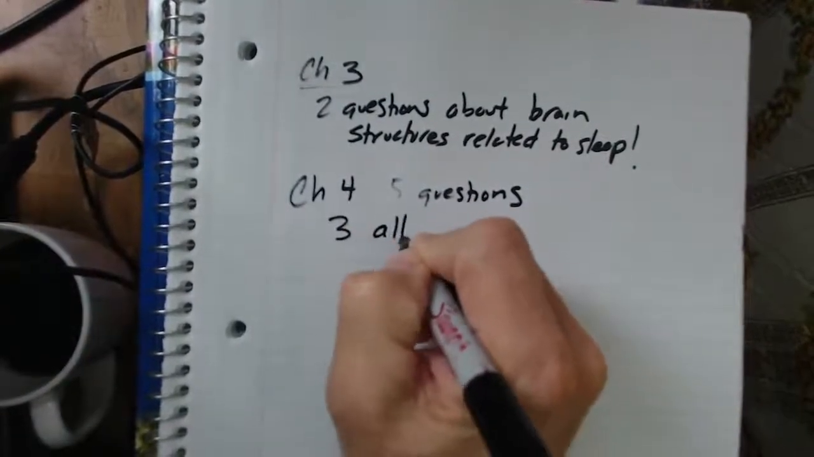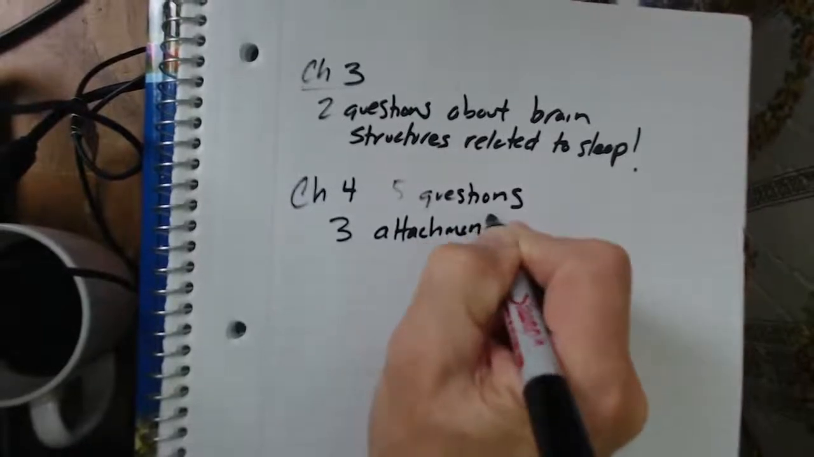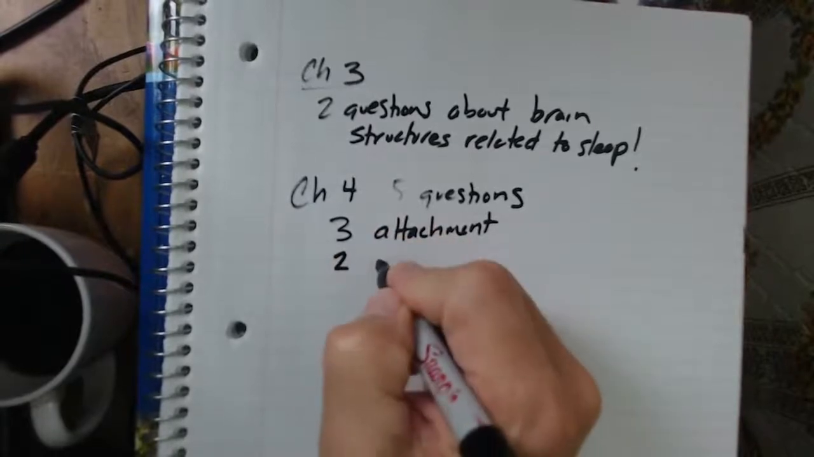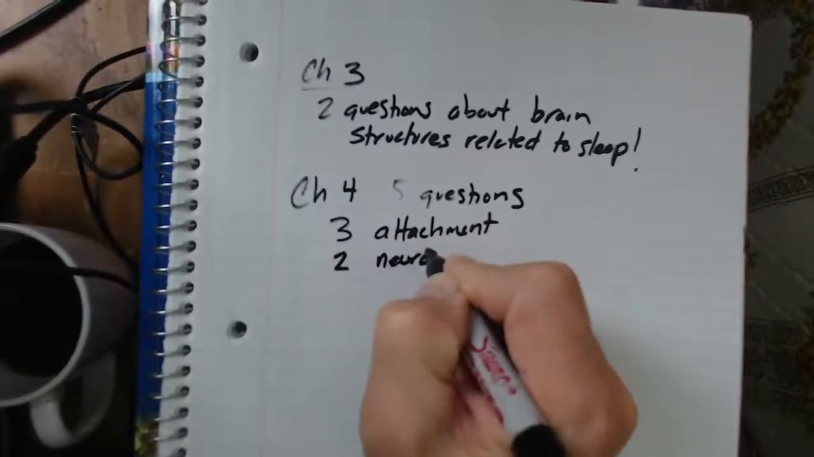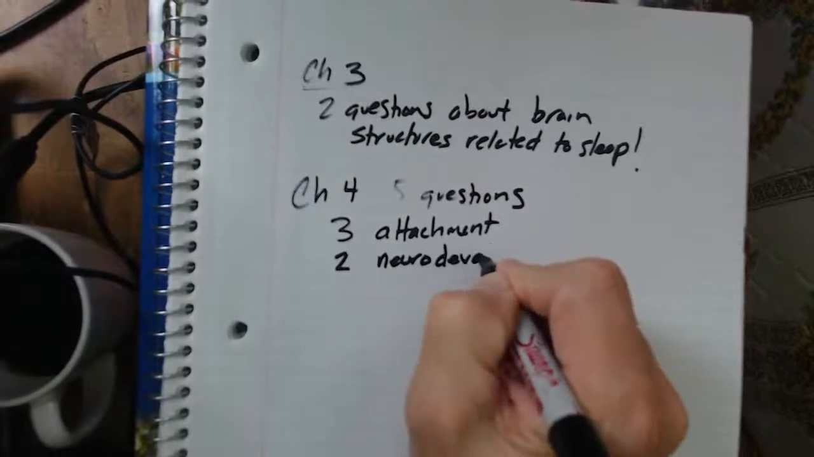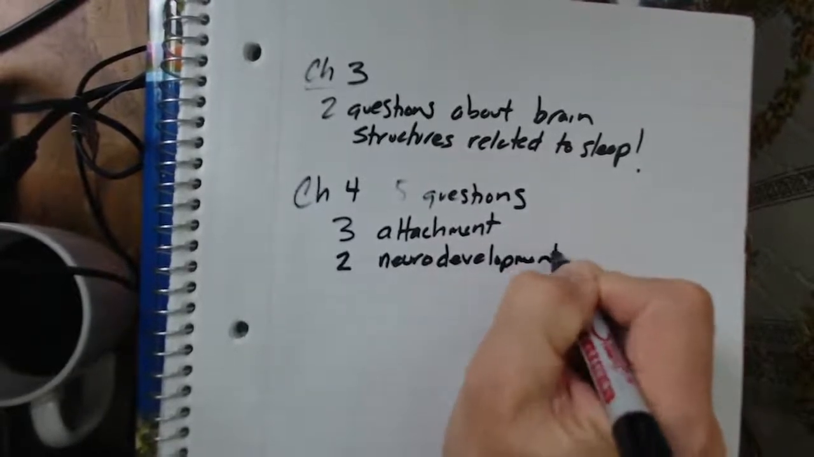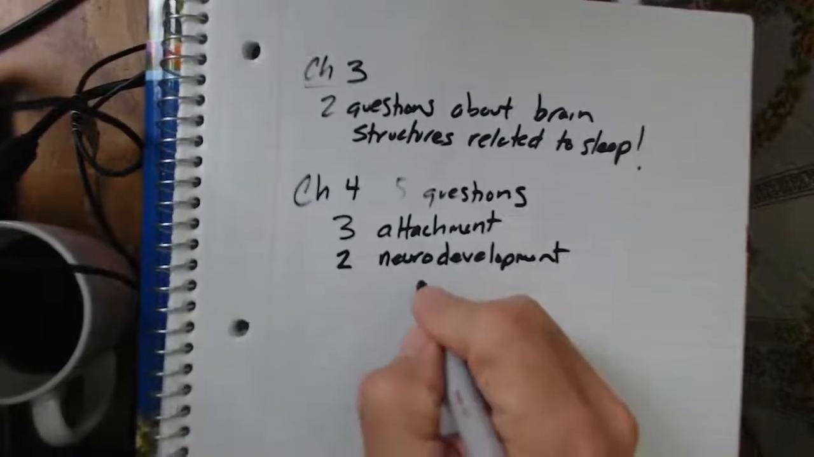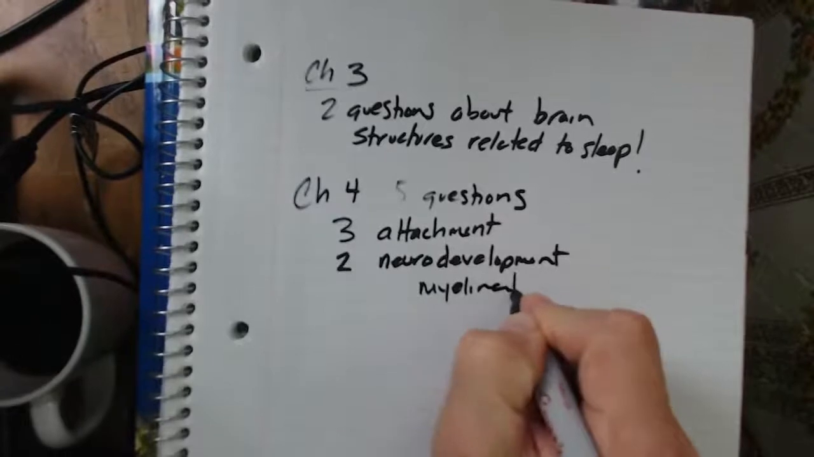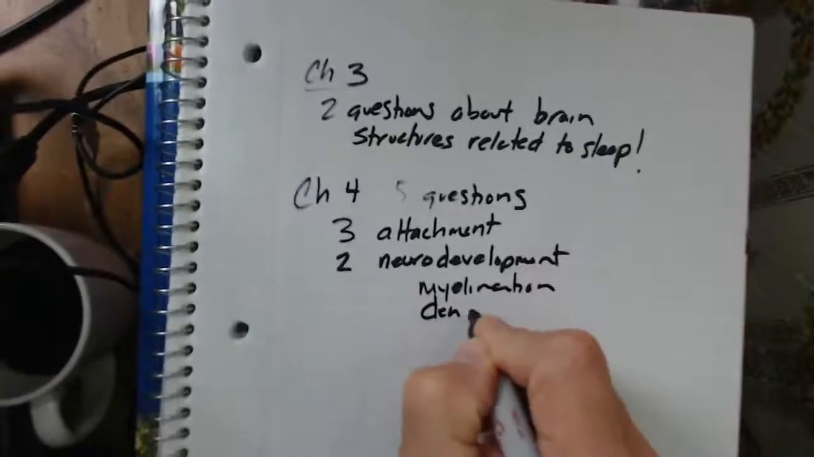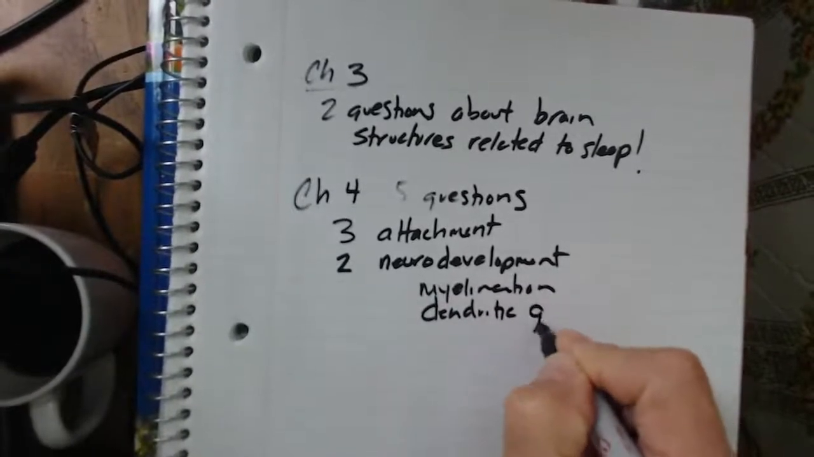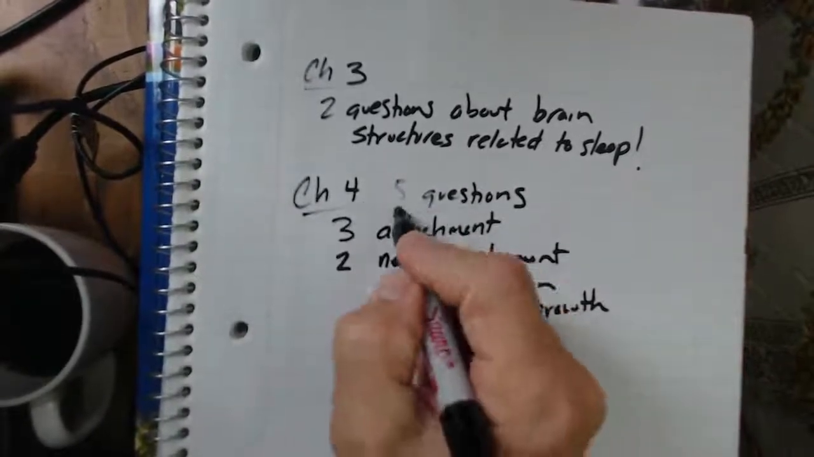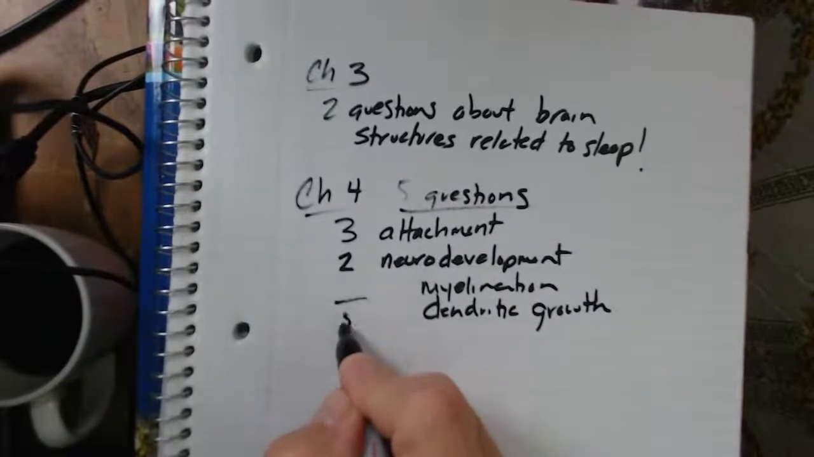3 of them are on attachment, and 2 of them are on neurodevelopment. Okay, so you should know about myelination and dendritic growth. So it's more biology, more biopsych. Okay, very good. That's 5 questions.